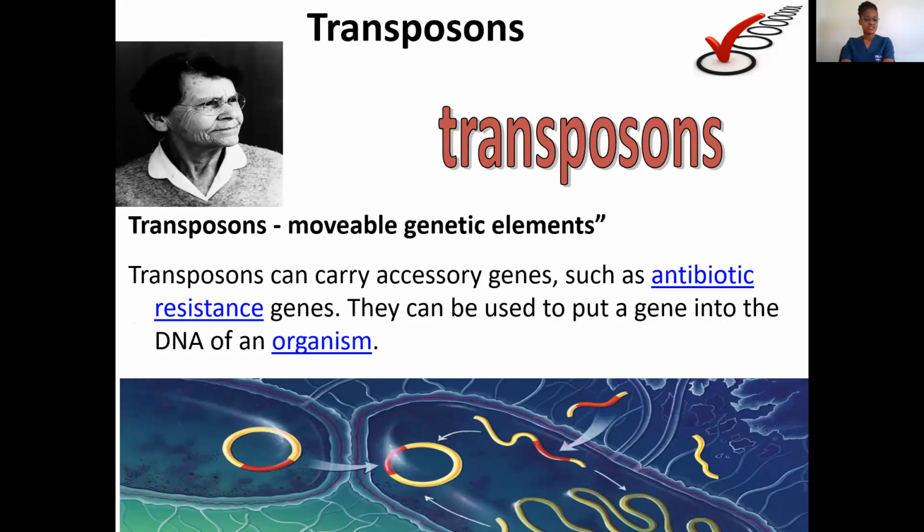Transposons are the other extrachromosomal DNA material. From the word transposons, you can see the prefix trans, meaning they are able to be moved. Yeah, they are movable genetic elements in a bacterial cell. So they are able to carry accessory genes such as antibiotic resistance genes. And these ones, they can be used to put a particular gene into the DNA of an organism.